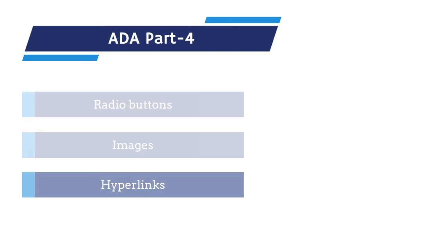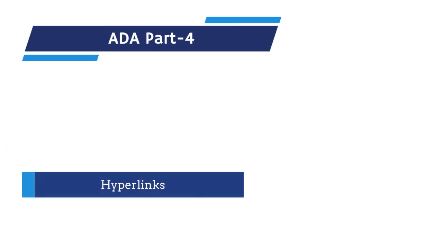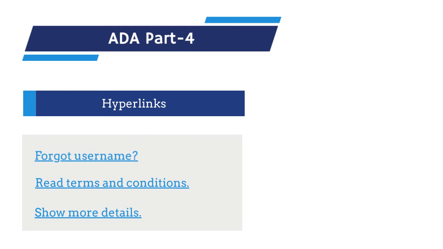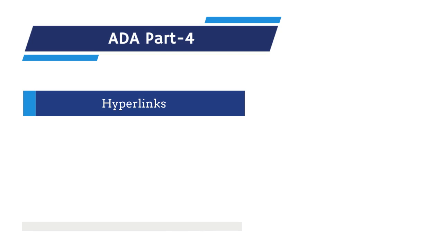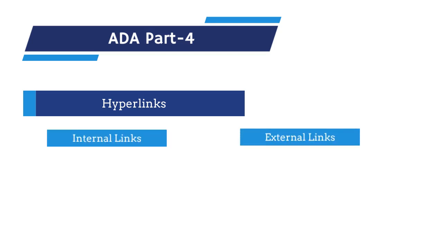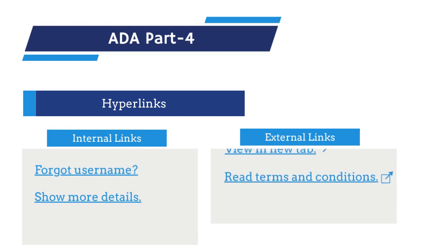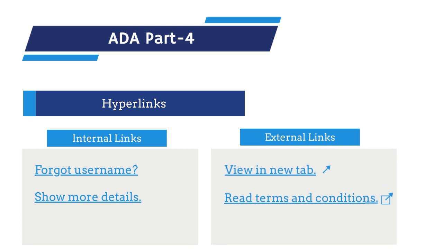We have hyperlinks, commonly used to navigate the user to another page and sometimes to a different section on the same page. Links can be further categorized into internal and external. Internal links are the ones that open up a page within the same browser tab, whereas external links open up a page in either a new window or a new tab.